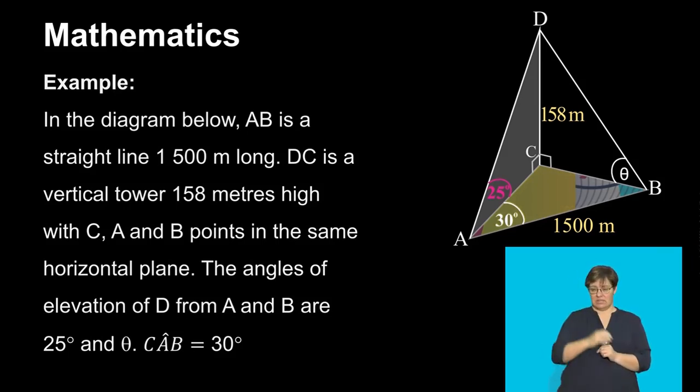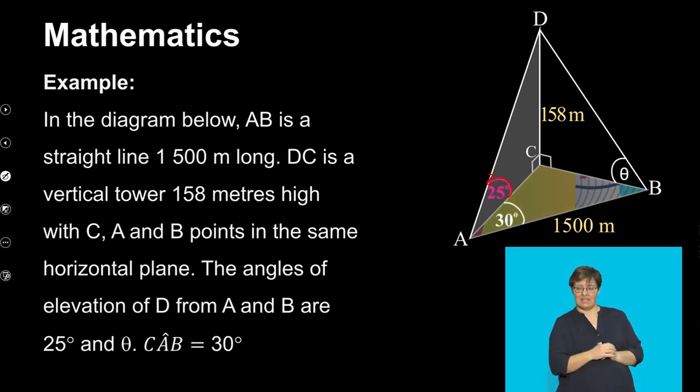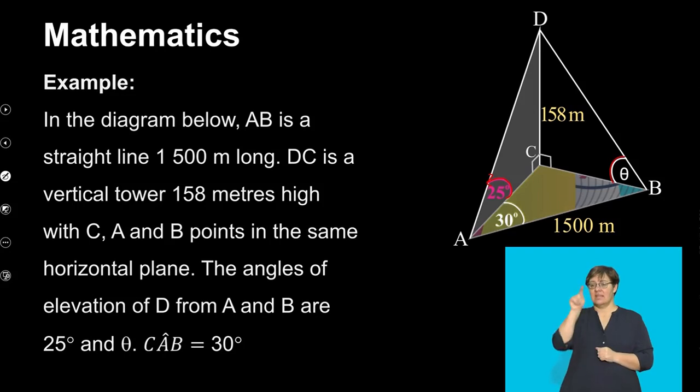So the angle of elevation, let me just grab my pen. Okay, so the angle of elevation from A, they're talking about this angle, which is 25 degrees, belongs to the right angle triangle ACD. They're telling us the angle of elevation from B, which is theta, belongs to the triangle DCB, and that's a right angle triangle. And in both these right angle triangles, we've got 158 meters being the opposite side.